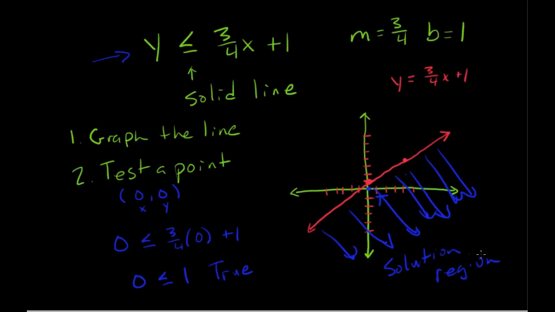So we test a point and see if it's true. If it's true, we shade on the side that's true. If it's false, we shade on the other side of the line, because that side will be true. So let's take a look at another example.